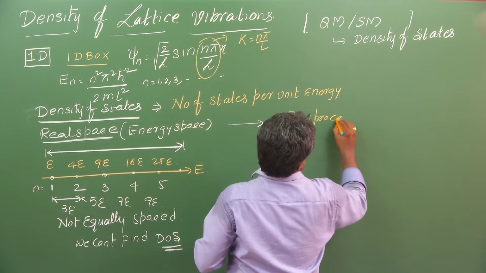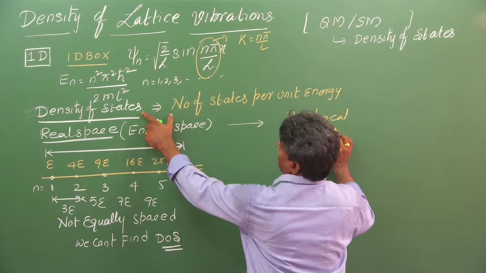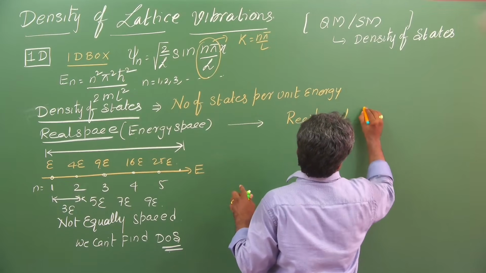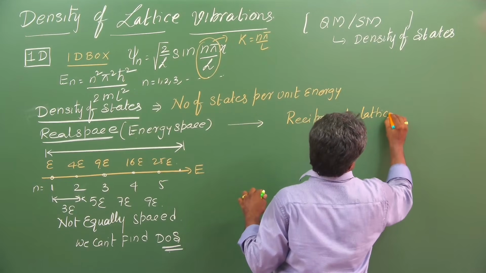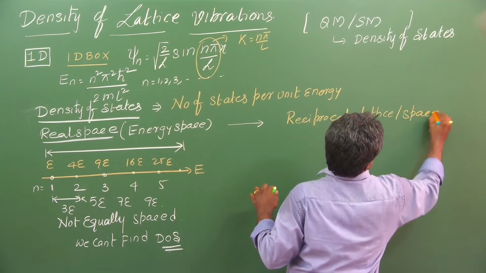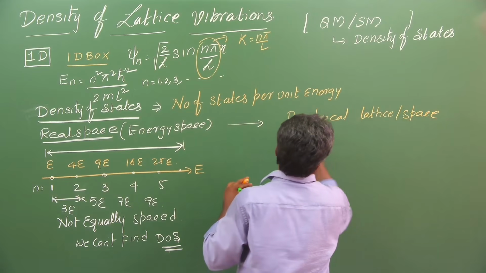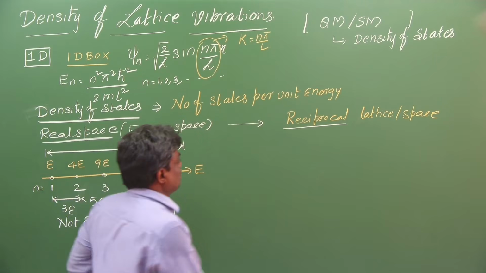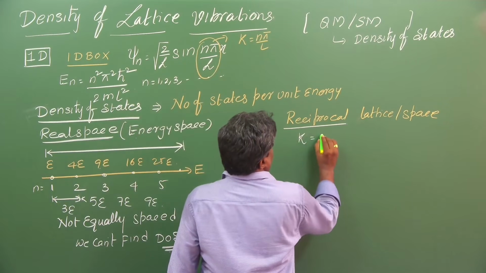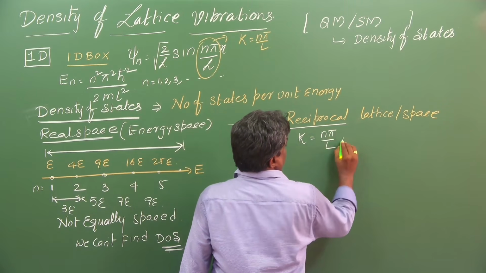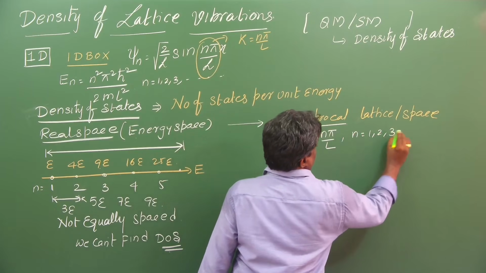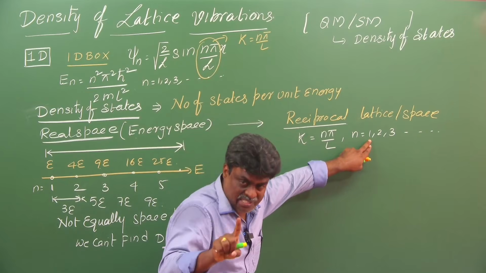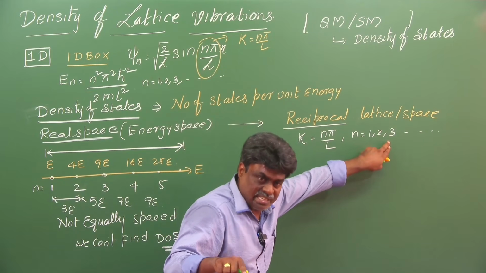If anybody asks why you are choosing the reciprocal lattice for finding the density of states, you have to say this: reciprocal lattice or space, whatever it is. In quantum, we will say space. In SSP, we will say it as a lattice. Since it is one dimension, I am taking the k vector. k equals n pi by L, n equal to 1, 2, 3, and so on. This n equal to 1 represents the first state, ground state, first excited, second excited, everything.